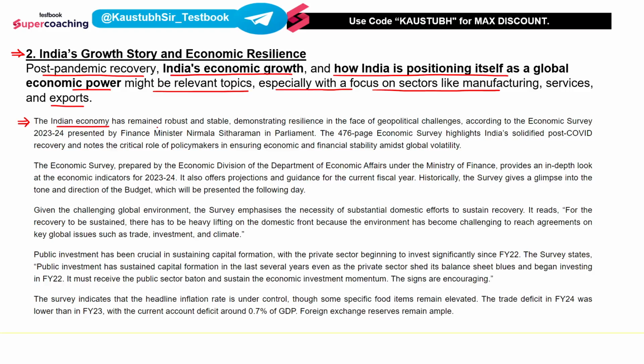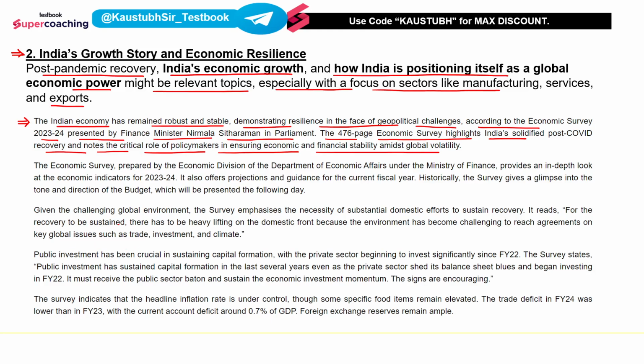Okay, so the Indian economy has remained robust and stable, demonstrating resilience in the face of geopolitical challenges, according to the Economic Survey 2023-24, presented by Finance Minister Nirmala Sitharaman in Parliament. The 476-page economic survey highlights India's solidified post-COVID recovery and notes the critical role of policymakers in ensuring economic and financial stability amidst global volatility.